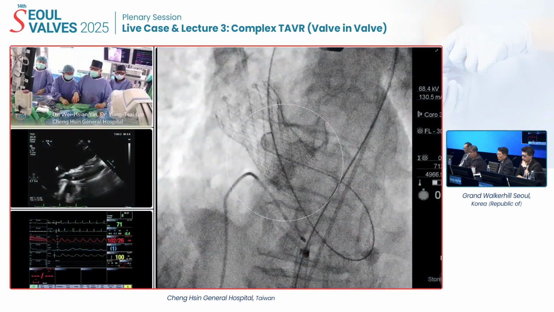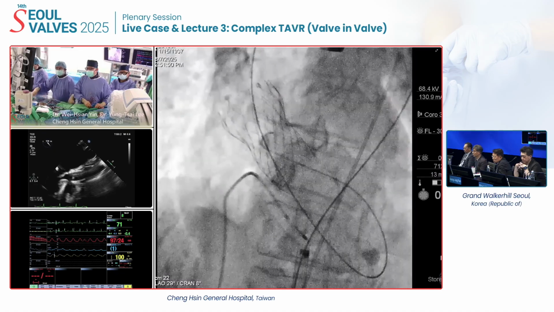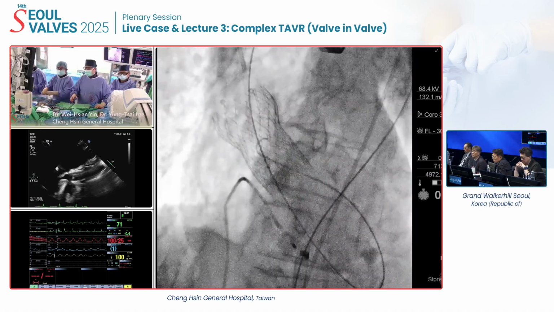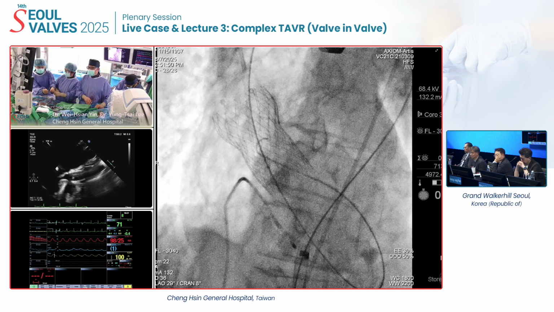The other issue is, do we need a very high implant every time in this procedure? I think that later we will talk about the first THV position. About today's case, is there any problem for this case?